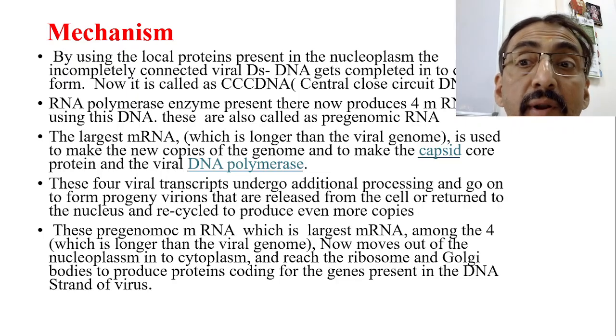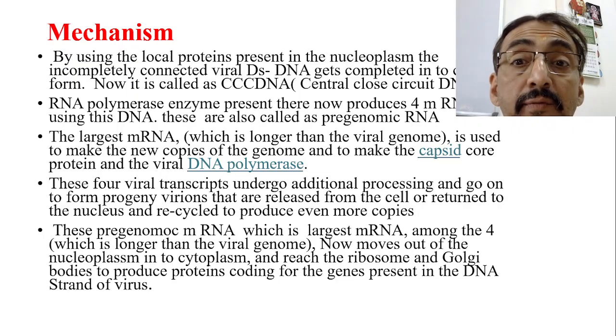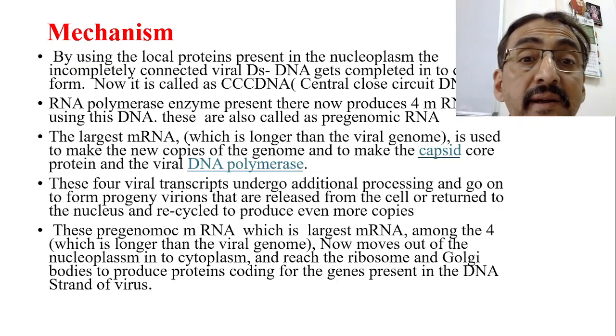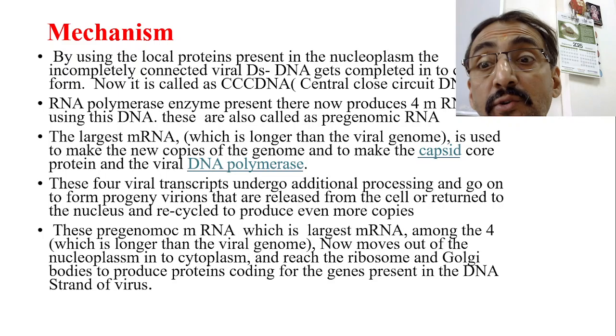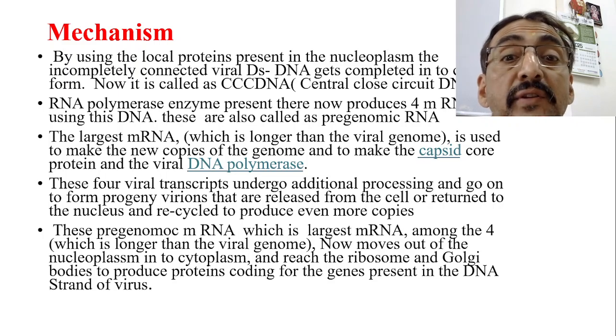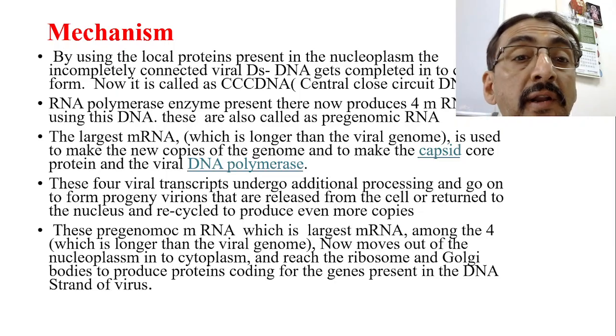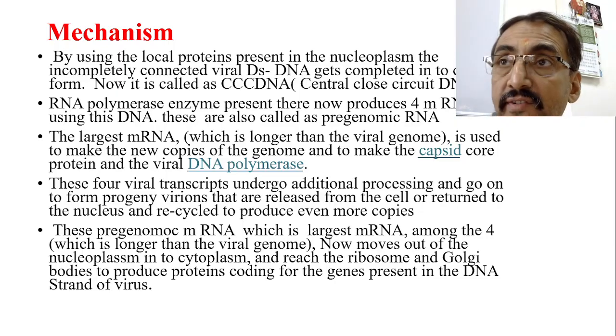It can produce 4 mRNAs at a time. Therefore, it is called polygenomic RNA. The largest mRNA, which is longer than the viral genome, is used to make new copies of the genome and make the capsid, core protein and the viral DNA polymerase.